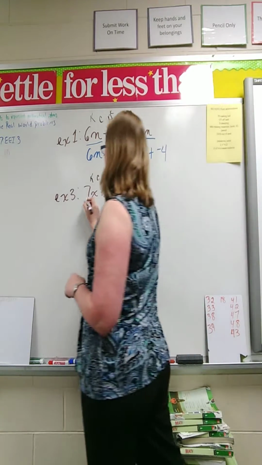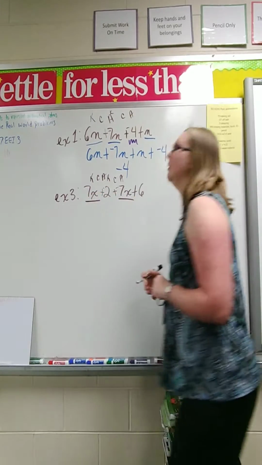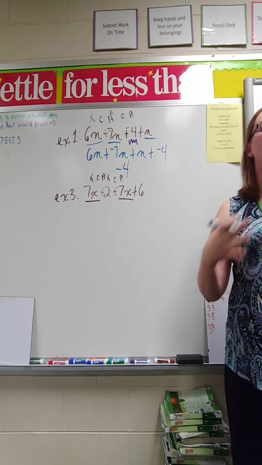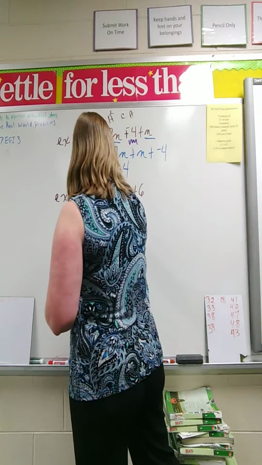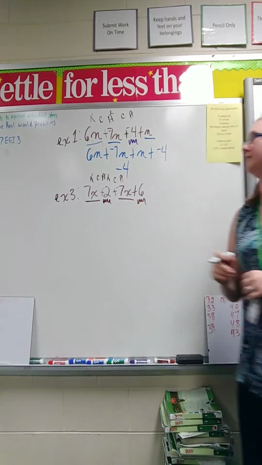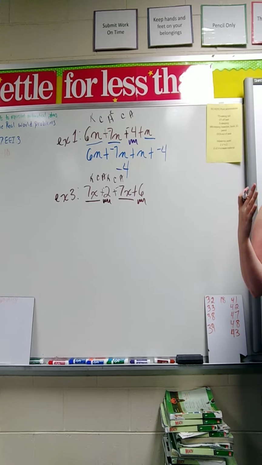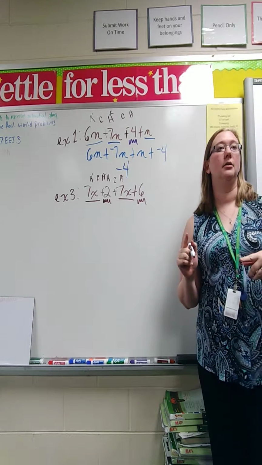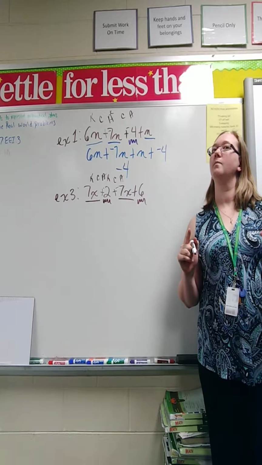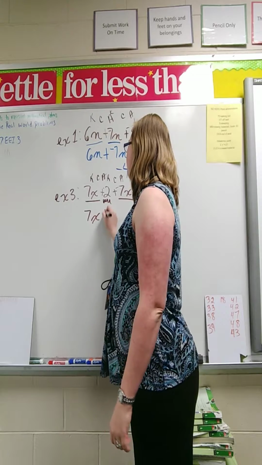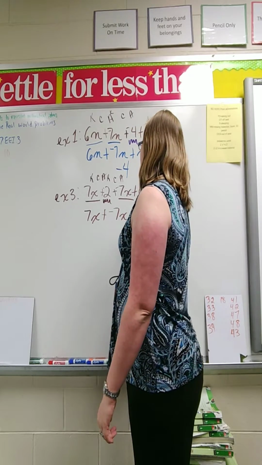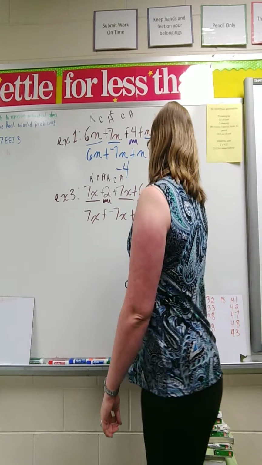Okay, so I have my x terms. What other kind of terms do I have that I can combine? Numbers. I can combine the numbers. Now, are my like terms next to each other? No. Let's put them next to each other. What property lets me do that? The commutative property. So that gives me 7x plus a negative 7x plus negative 2 plus 6.